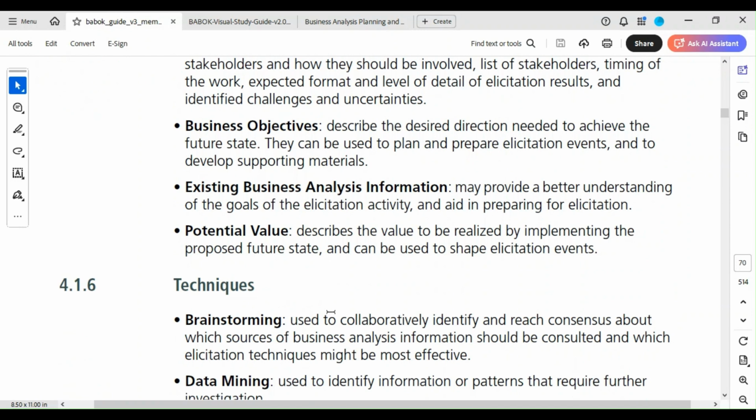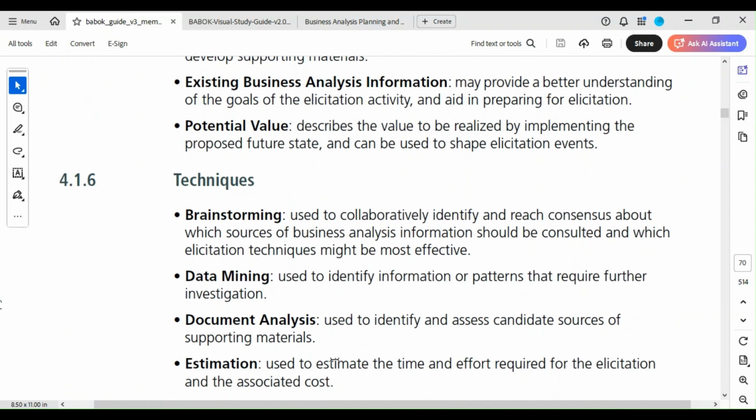Business objectives. What are the business objectives? They describe the desired direction needed to achieve the future state. They can be used to plan and prepare elicitation events and to develop supporting materials. Existing business analysis information may provide a better understanding of the goals of the elicitation activity and aid in preparing for elicitation. Potential value is a guideline to describe the value to be realized by implementing the proposed future state and can be used to shape elicitation events. And your techniques.